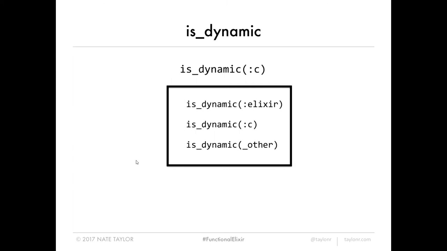Or we could go with isDynamic C. And again, we'll start with the Elixir. And the Elixir says, Elixir and C don't match, so I can't process you. But then it goes to isDynamic C, and it says, oh yeah, I match that. C and C are the same. So I will process that, and I'll return false, because it is not a dynamic language. But the point here is that it stops after that second function call. It never goes to the isDynamic other. And so it returns false as opposed to unknown.